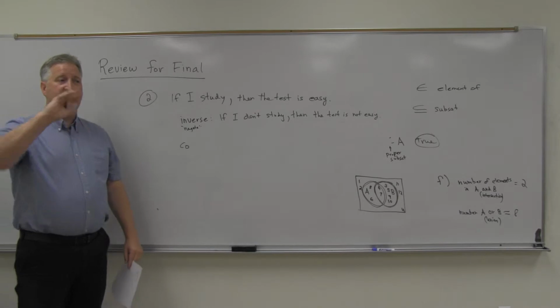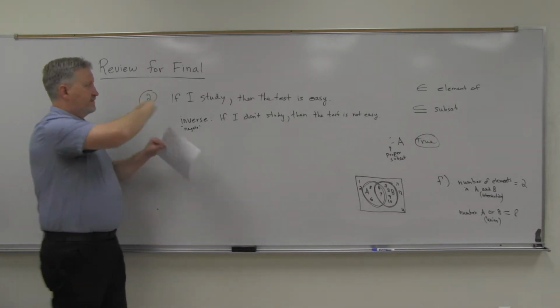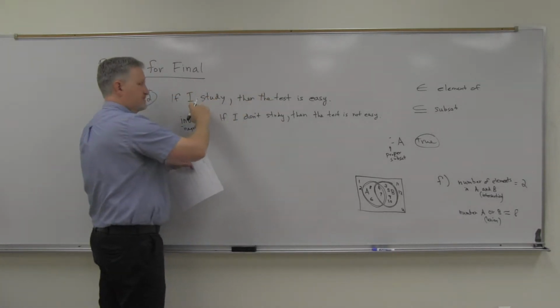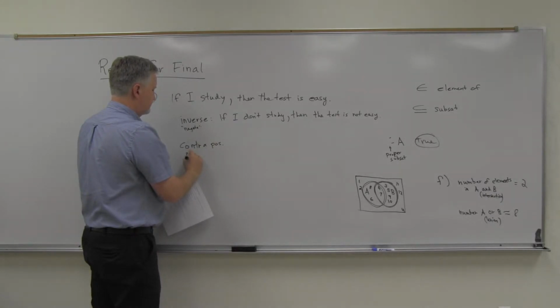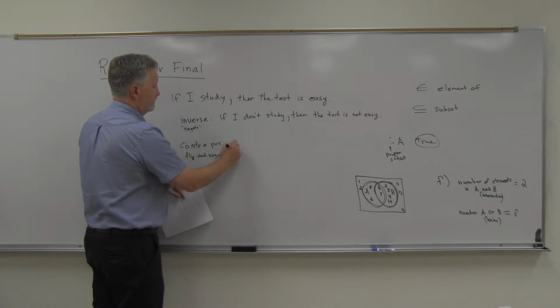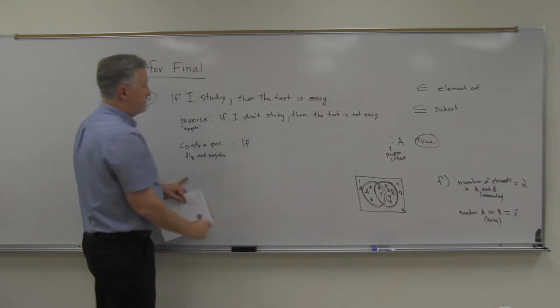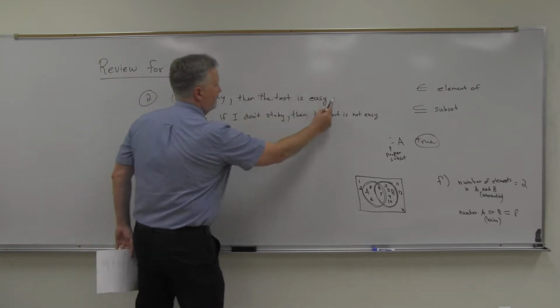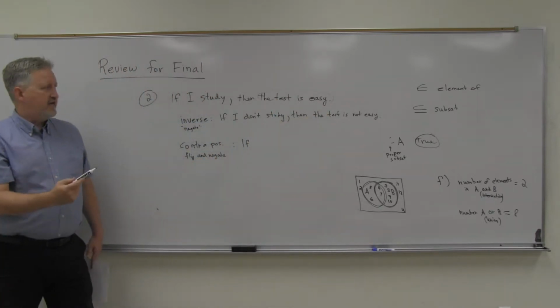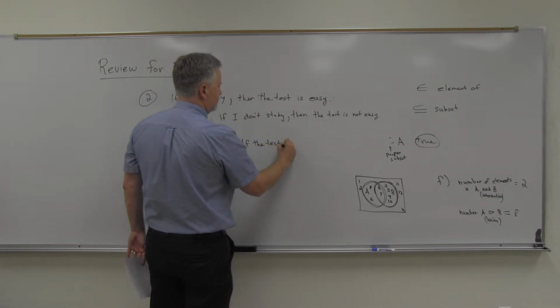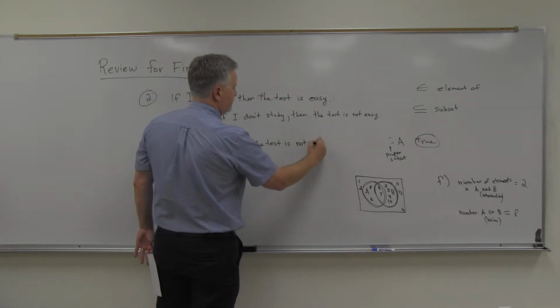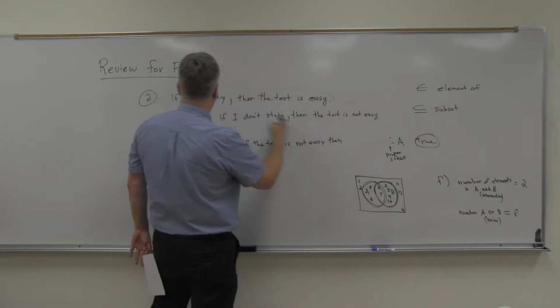Remember, the converse is the one that flip-flops. Just flips them around, makes this the if part and this the then part. The contrapositive, what does it do? Both. It does both, flips and negates. So the if part, I flip it, so this is the if part, but on the contrapositive I also negate it. So if the test is not easy, then what? I didn't study.